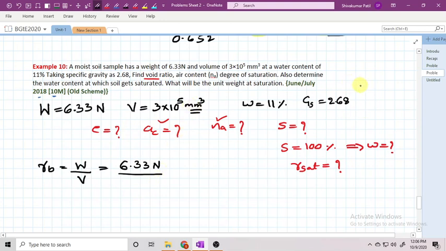How can we convert? I can convert like this. 1 mm is equal to how much meter? 0.001 meter.